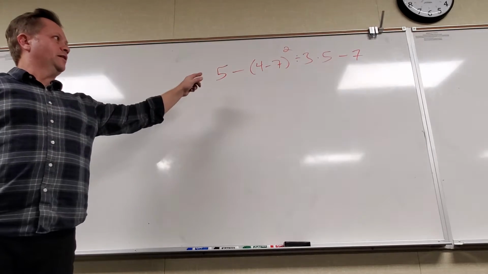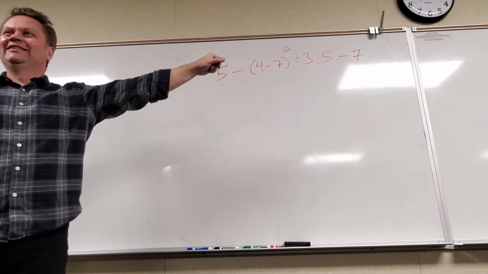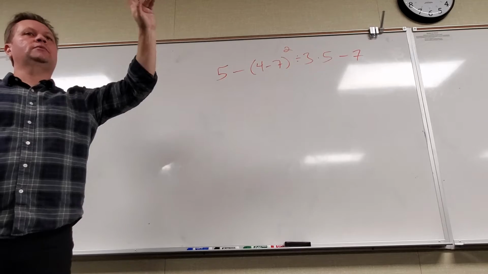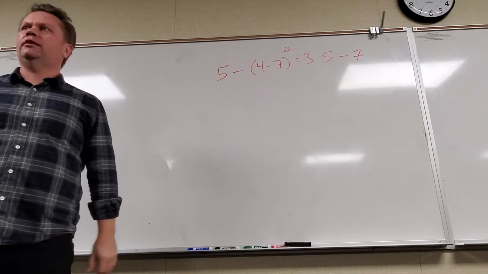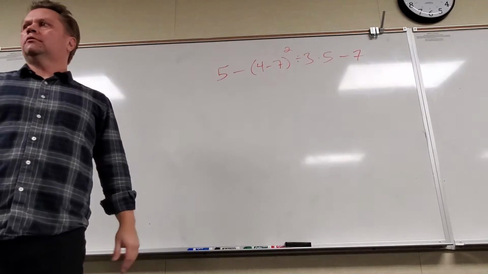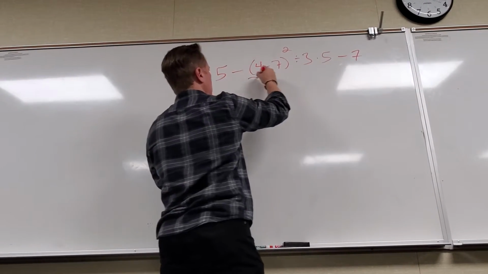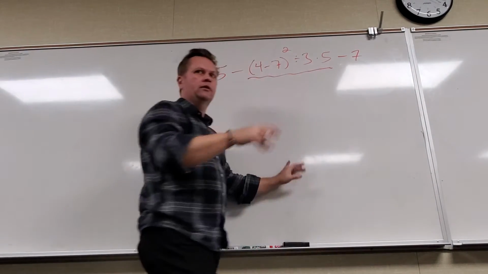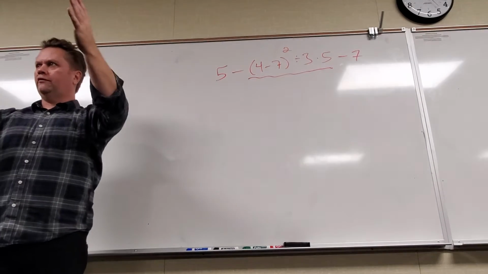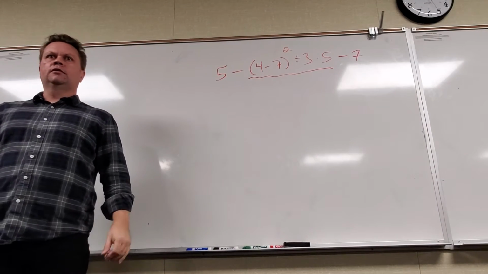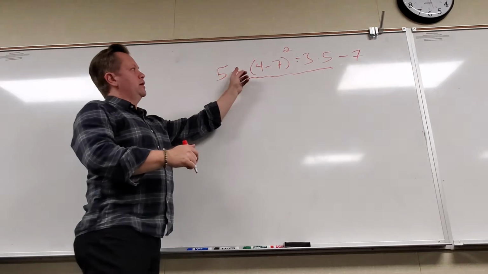All right. 5 minus something squared, minus 7. What's the very first thing you do? Actually, let me say this. What's the very last thing I will do? Subtract. Yeah, this 5 minus, and this minus 7. It's 5 minus, I don't know yet, minus 7. I'm going to leave those outside things alone until I figure out what that middle chunk is. What do I do first in the middle?